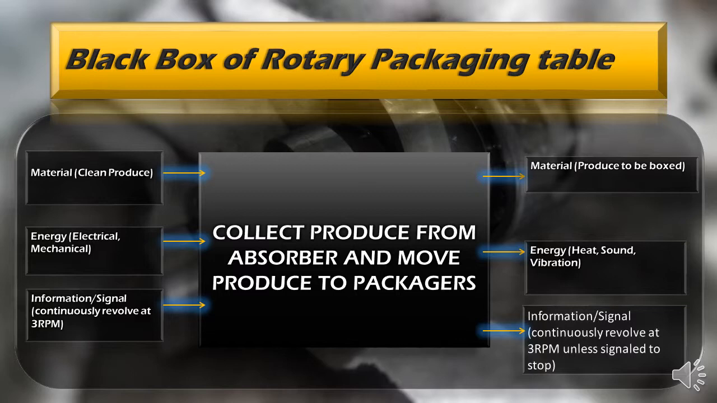This is a black box of the rotary packing table, which shows the inputs and outputs of the system. Material input into the system is in the form of cleansed produce, and the output material is produce ready to be packaged. The energy used by the system are electrical and mechanical, and the output energy, which is in the form of losses, are heat, sound, and vibration. The information signal input into the system is basically the tabletop rotating constantly at 3 RPM, while the information signal output of the system is either stopping the tabletop from rotating or allowing it to continuously rotate.